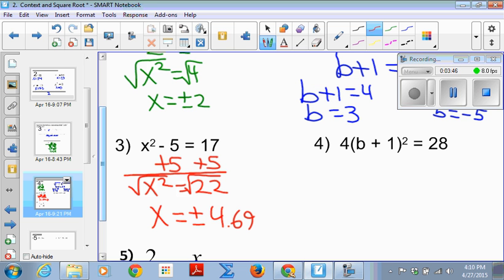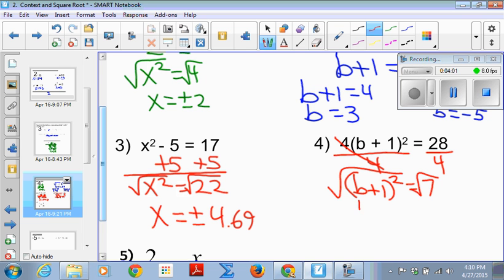Now over here, it gets a little more complicated. So we start by dividing by 4 on each side in problem number 4. So we got b plus 1, that quantity squared, equals 7. Now we square root both sides. We've got b plus 1 equals radical 7. We're going to go ahead and simplify that into our 3 decimal places. So we're going to get 2.648. And that can be positive or negative.